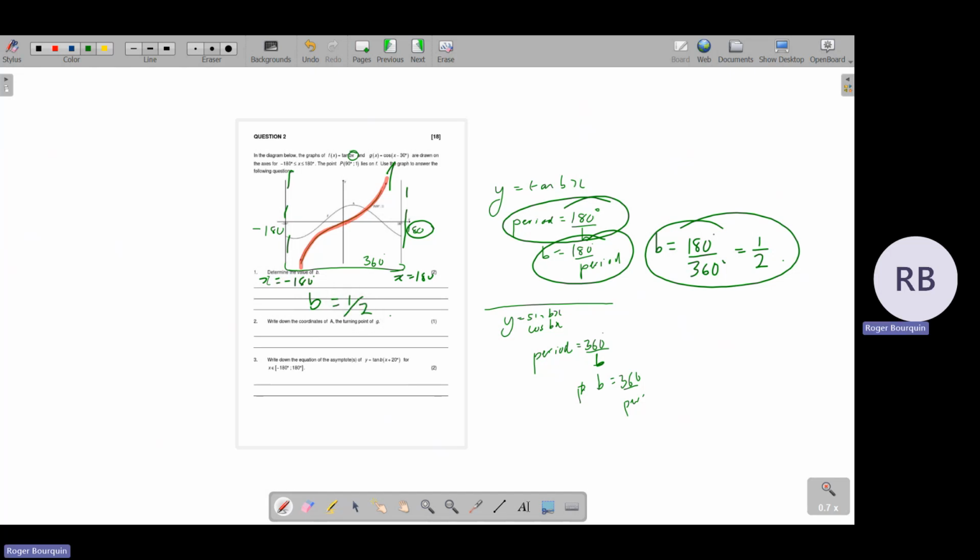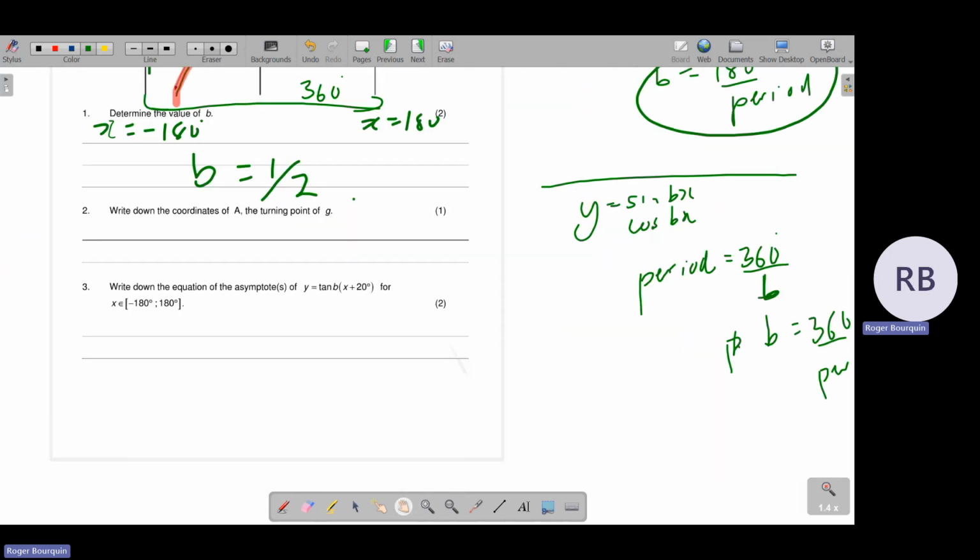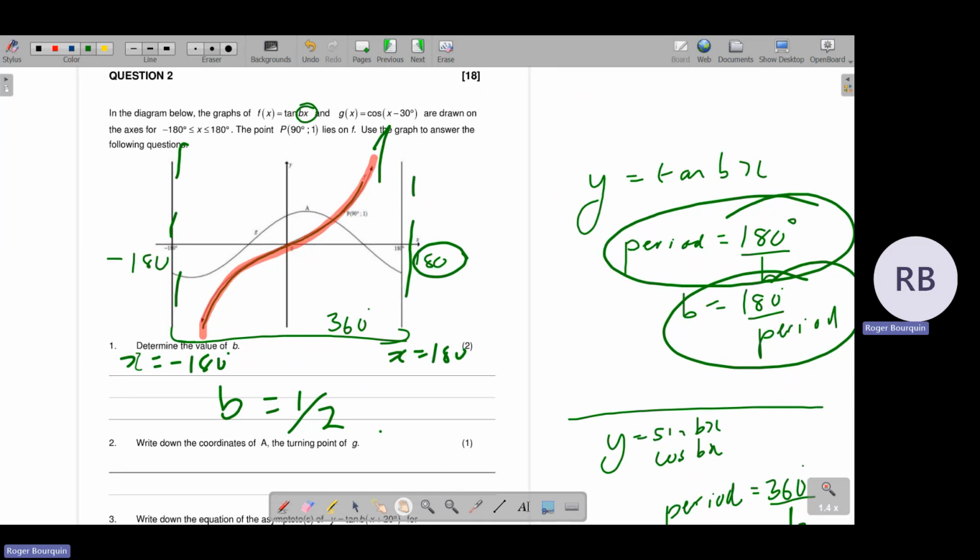Right. The next one says go find the turning point of A. Okay, you started, I'm going to start it as well. So they tell us it's cos x minus 30. What shift has happened, guys? If it's cos x minus 30 compared to the normal cos graph, how's it shifted? 30 to the... yes, you said the right words. Horizontally. Right, okay. g of x is equal to cos x minus 30, right?